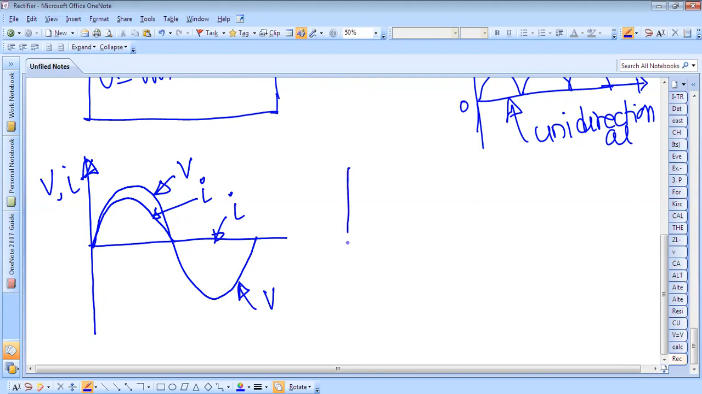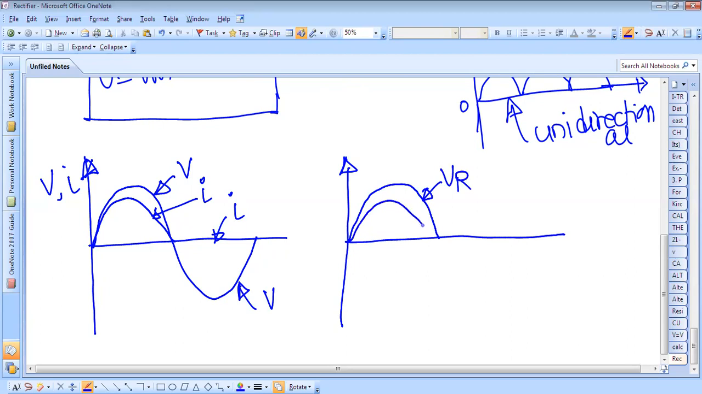Okay, but the voltage which we will get across the resistor is like this. So we are getting the voltage across this resistor. We can call this VR, and the current across the resistor is also, we are getting the current I across the resistor. But now the voltage across this resistor will be 0 during the negative half cycle. So this is the VR as well as this is the I.